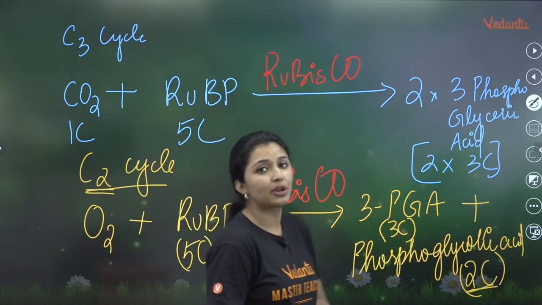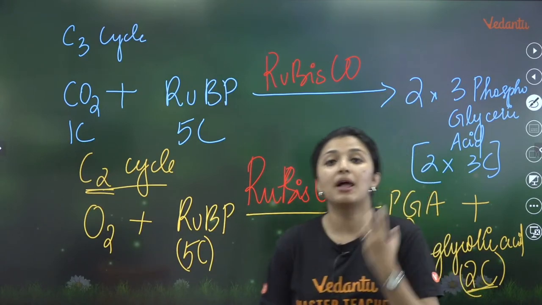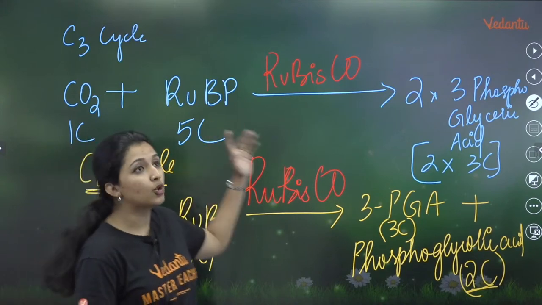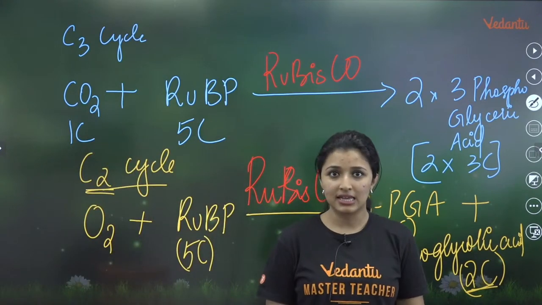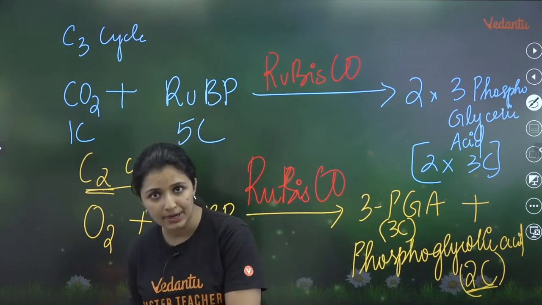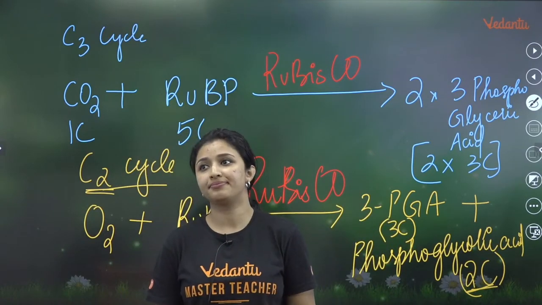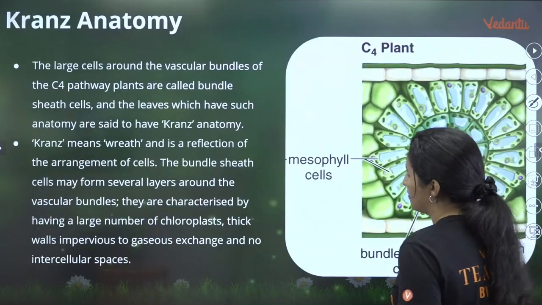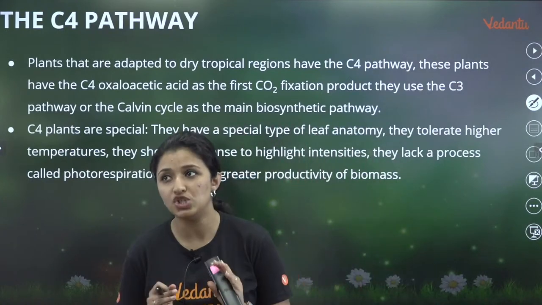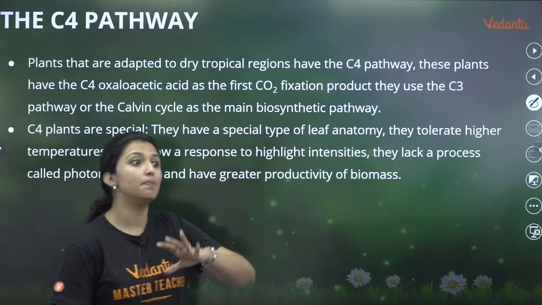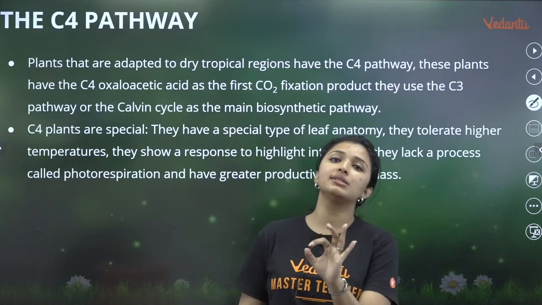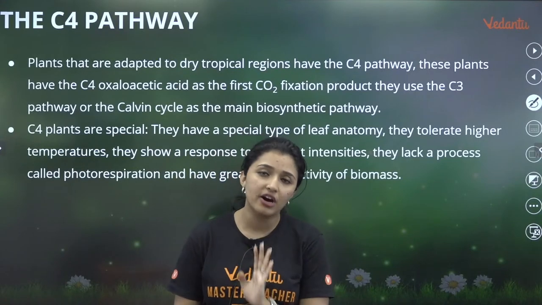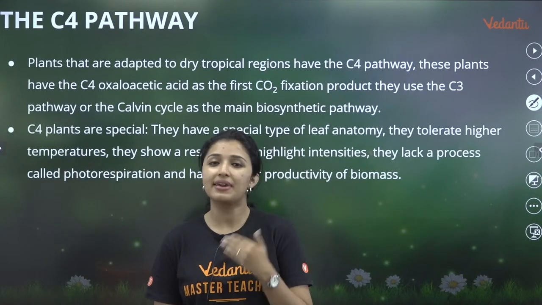Now, what will the plants do? Plants require energy, plants require food, plants have to make food. If rubisco is not going to behave well and fix carbon dioxide, we have to put rubisco into jail. The only way we can put rubisco into jail is by making the plants evolve. The plants realize that with the C3 cycle and photorespiration happening, we can never be efficient.